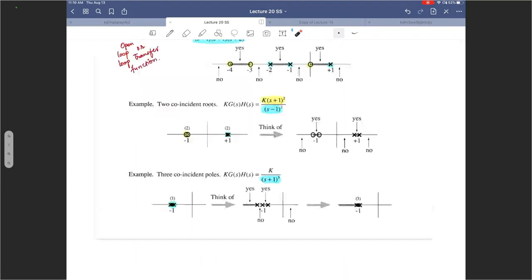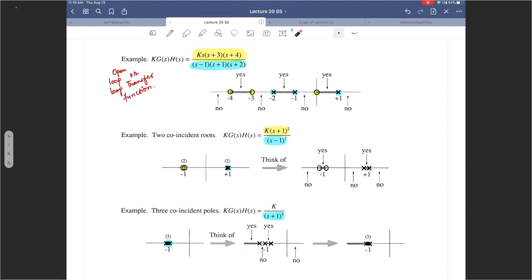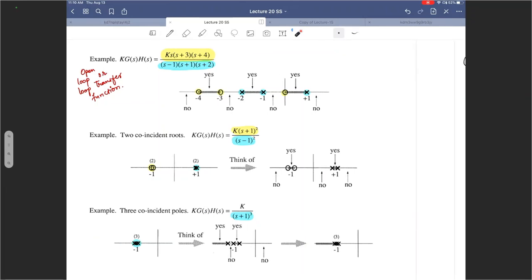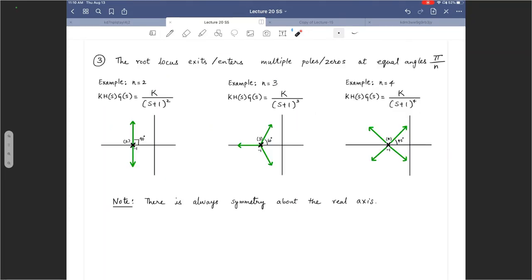All right. Next, let us go here. The next rule is the angles at which the root locus exits or enters multiple poles and zeros. So if it has to start at a pole and end at a zero, right? It'll have to exit out at some point and it'll have to enter back in on the real axis at some point.